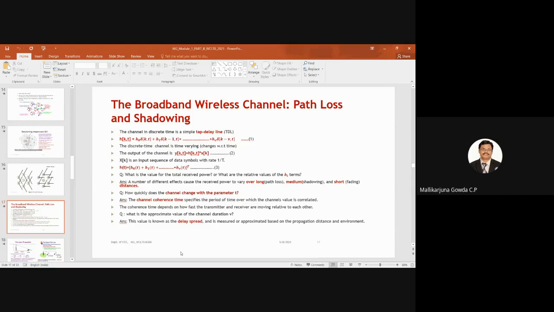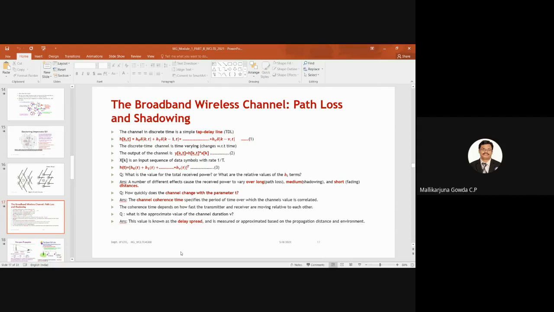So I hope you're understanding what I'm saying. As we go further, we will be able to understand in detail. It is just introductory. What I'm saying is, what are the relative values of hi, right? That depends on, as I said, hi is the gain of the channel. That depends on different effects, because the received power varies due to them. That may be due to path loss or shadowing or fading. For long distance, I call it path loss. For medium distance, I call it shadowing. For short distance, I call it fading.